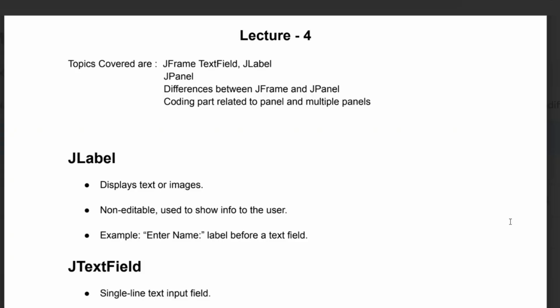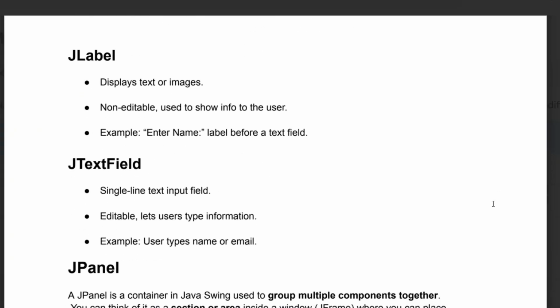Before that, let me give you a brief on what a JLabel is. If you're going to add a text area, and there is an option called enter name, and then you will go into some space to enter those names, that enter name is called a label. So I will show you the label and text field.